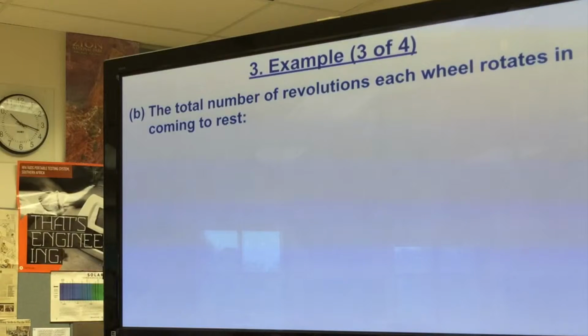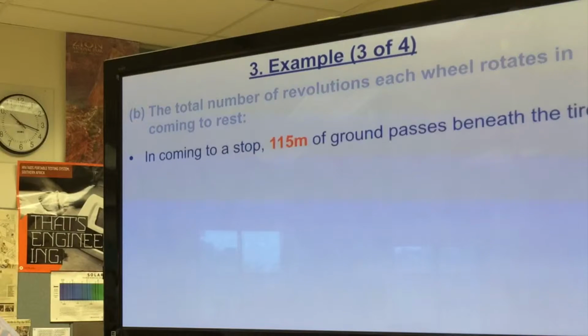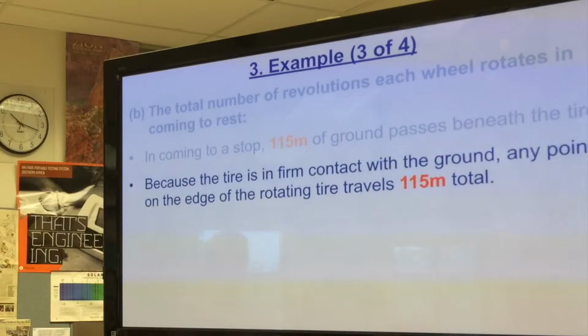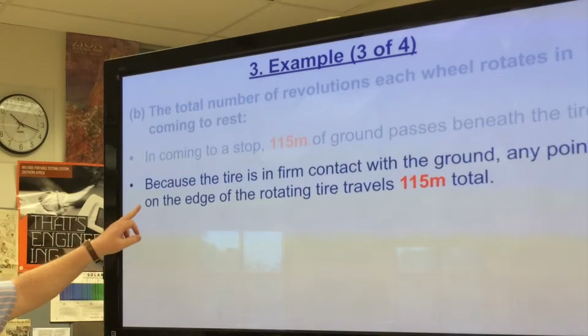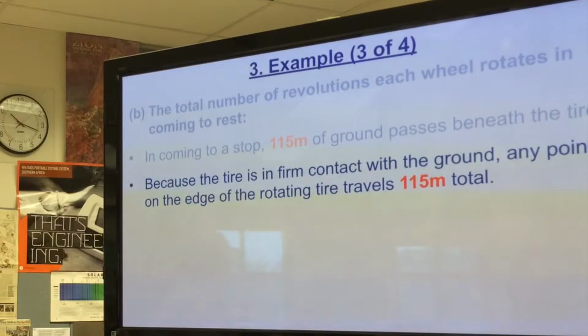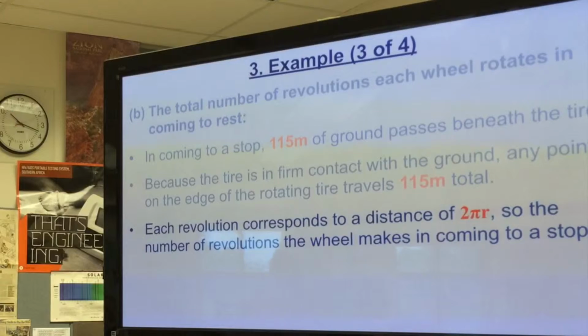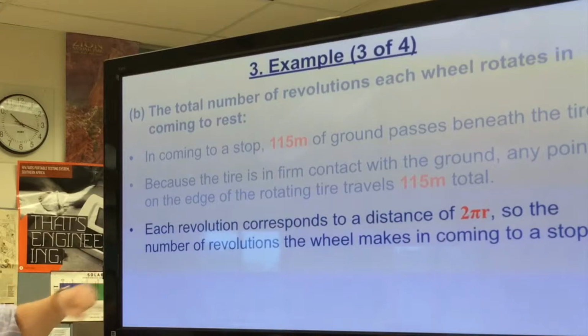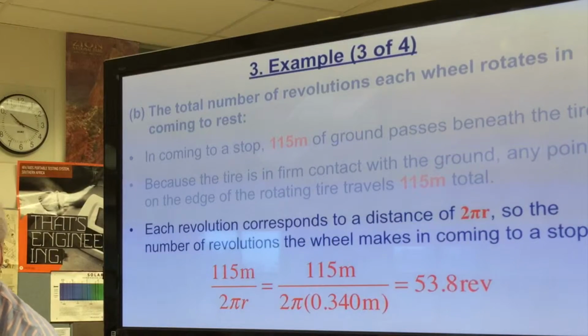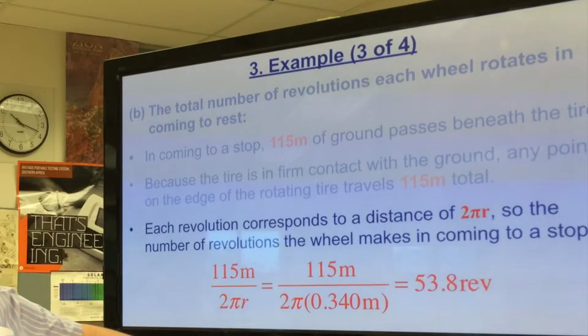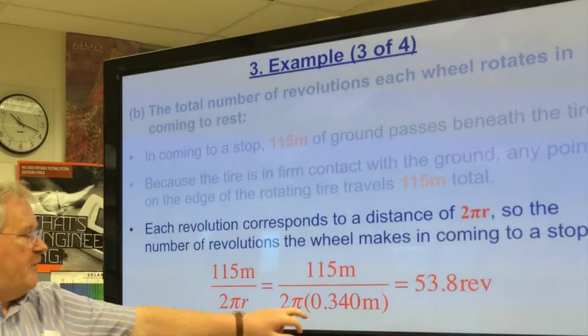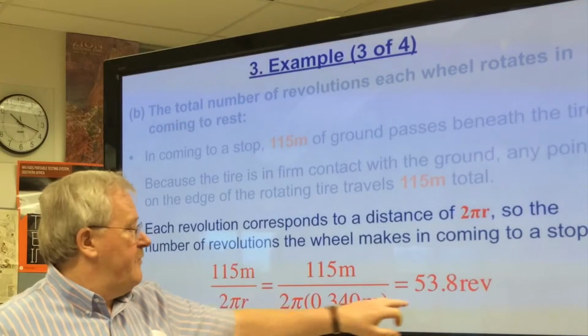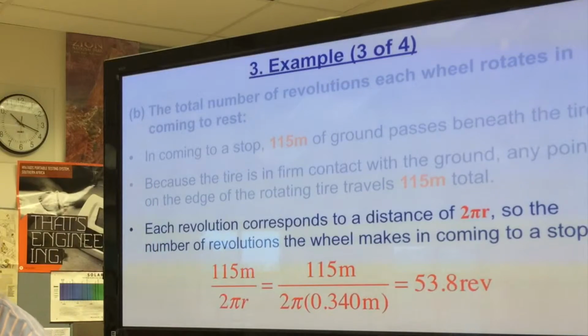The total number of revolutions each wheel rotates in coming to rest. In this case, we've got 115 meters of ground passing beneath the tyre. And because the tyre is in firm contact with the ground, any point on the edge of the rotating tyre must travel a total of 115 meters. Each revolution corresponds to a distance of 2 pi r. So the number of revolutions the wheel makes in coming to a stop is 115 divided by 2 pi r, 115 divided by 2 pi times 0.34, which is the radius, which is 53.8 revolutions.